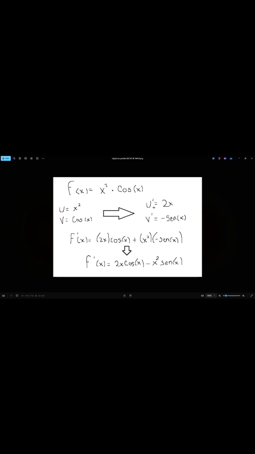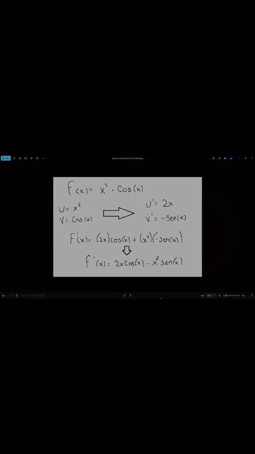The next step is apply the product rule. It says that f prime of x equals x times cosine of x minus x squared times sine of x. And the next step is simplify. In this step, it says that f prime of x equals x cosine x minus x squared sine x.